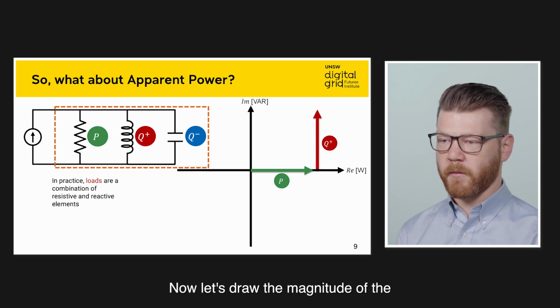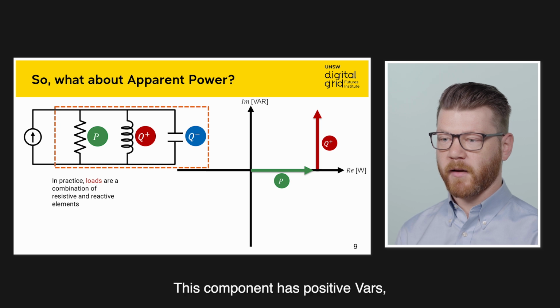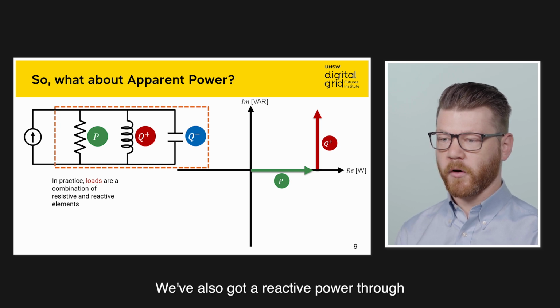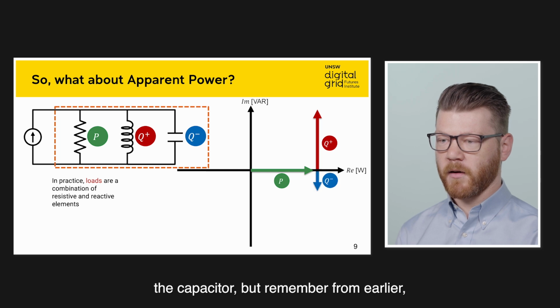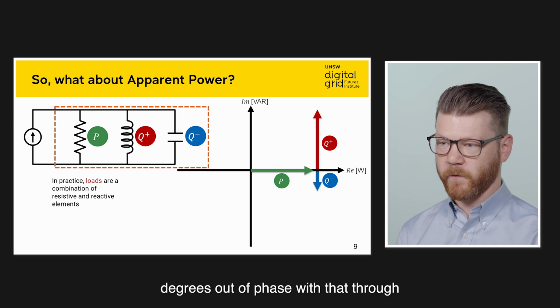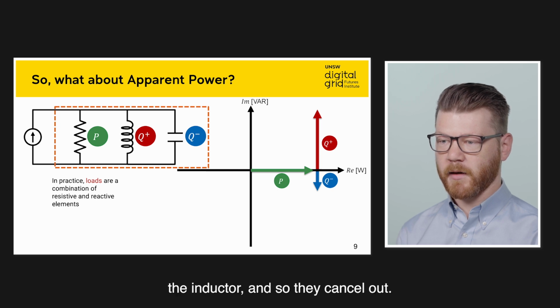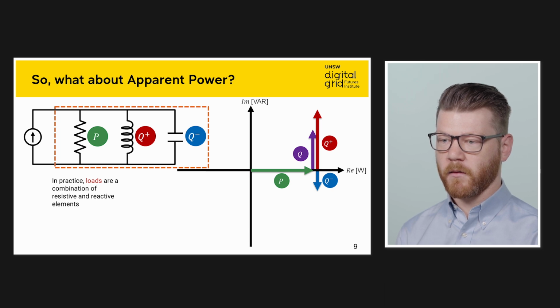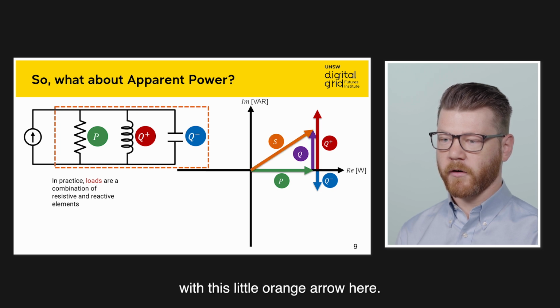Now let's draw the magnitude of the reactive power through the inductor. This component has positive VARs, which we've drawn in the y-axis. We've also got a reactive power through the capacitor, but remember from earlier, the power through a capacitor is 180 degrees out of phase with that through the inductor, and so they cancel out. The net reactive power in this case, shown in purple, is a small positive quantity. So the apparent power is simply the vector sum of all of these different components, which we can denote with this little orange arrow here.